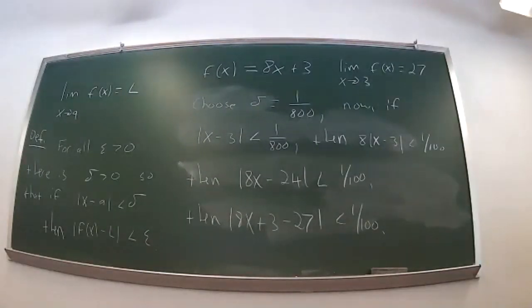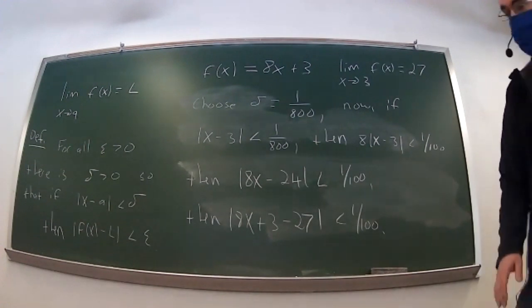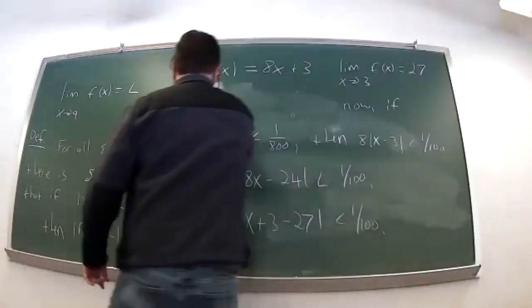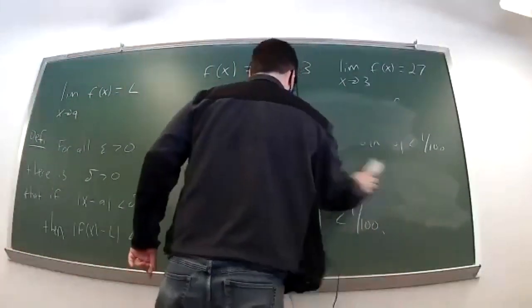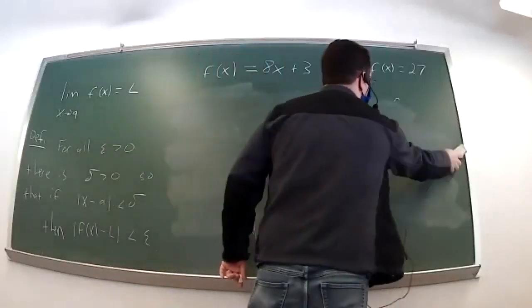So this is how we argue with epsilons and deltas. And if I wanted to use the formal definition to prove that the limit of 8x plus 3 is equal to 27, I can't just do it with 1 over 100. I have to make an argument that works for every epsilon, not just a particular one. But the general argument is very much the same.